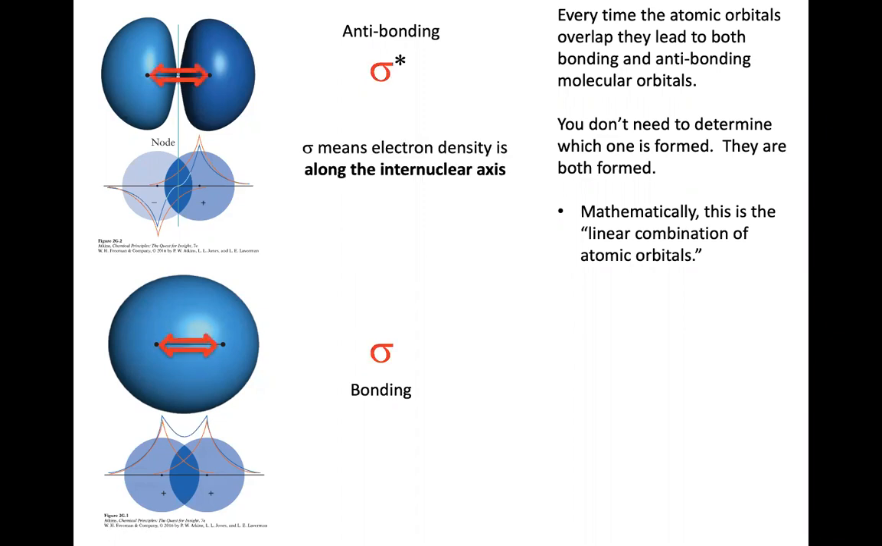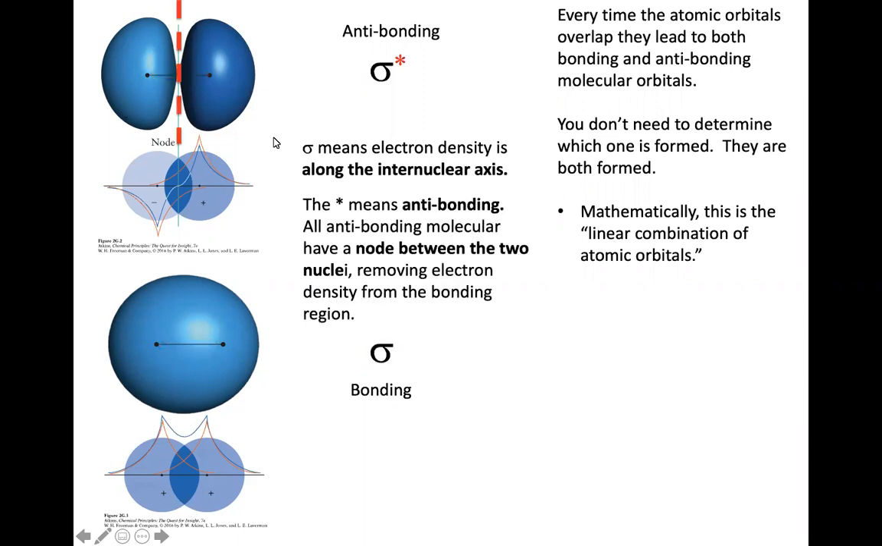Now, in terms of their designations, sigma means the same thing it did when we first introduced sigma and pi bonds with valence bond theory. Sigma has to do with the shape. Sigma means the electron density is along the internuclear axis. So in these pictures right here, the dots represent the two nuclei where the protons are. The internuclear axis is along that. As it's shown here, it's left to right. Sigma means you have electron density along that axis.